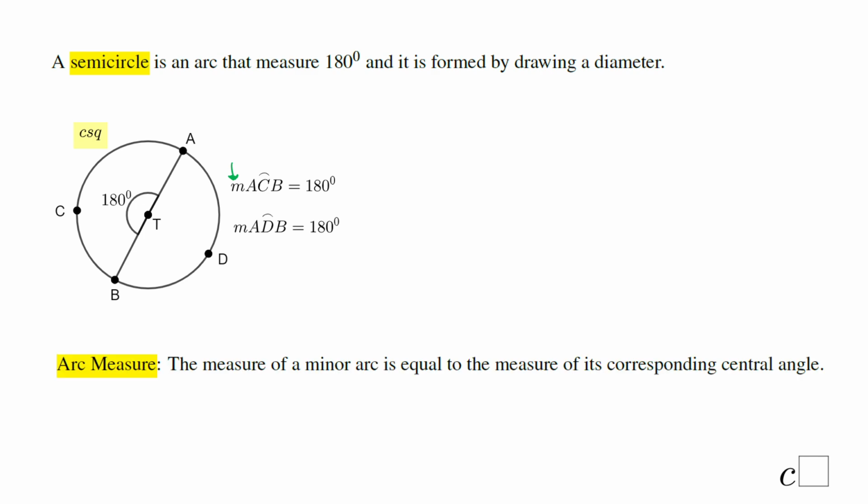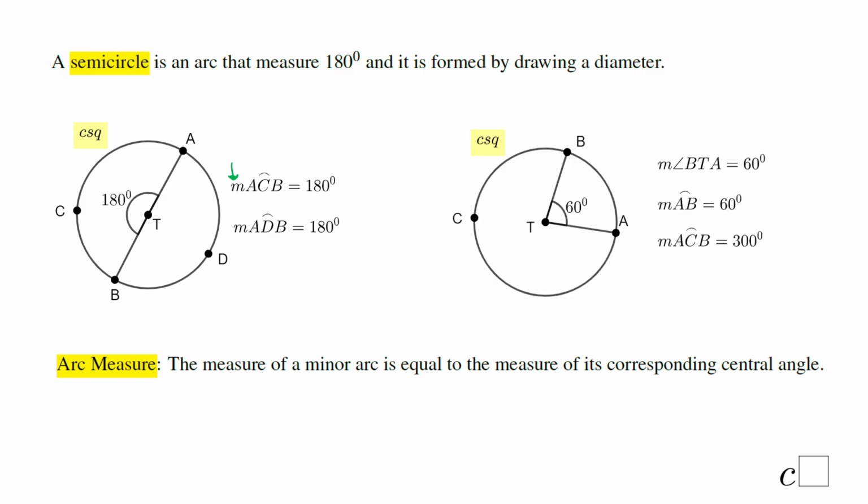The measure of a minor arc is equal to the measure of its corresponding central angle. That is another thing that you want to remember. So for example, if the measure of the angle is 60, the measure of the arc is 60. And vice versa, it works the other way also. If the measure of the arc is, let's say, 60, the measure of the central angle is 60. Now you notice the major arc will be 360 minus this 60, and that will be 300.